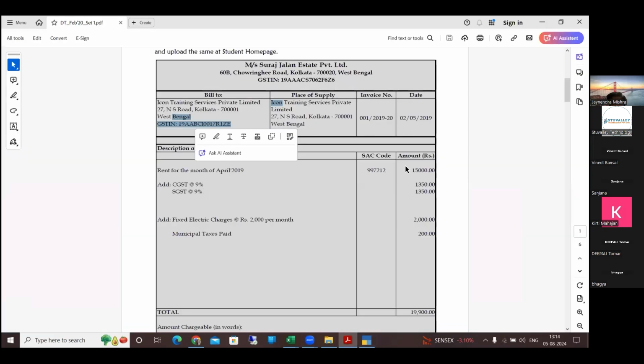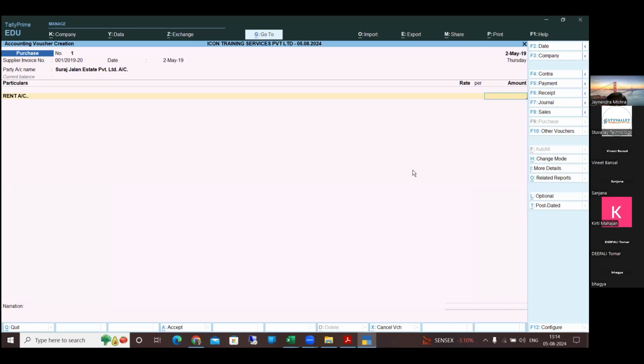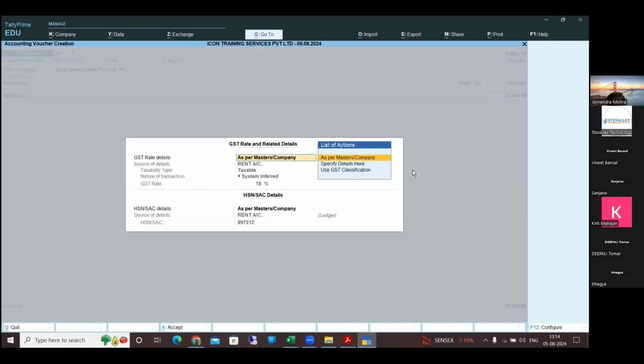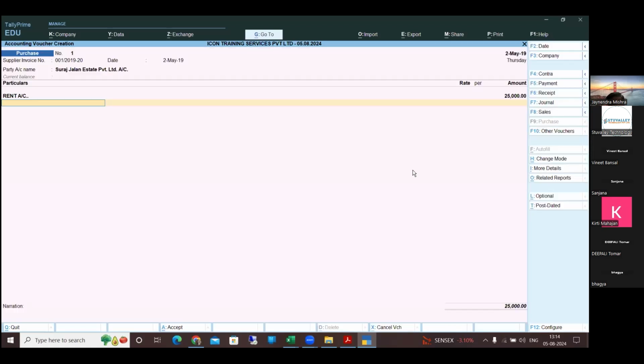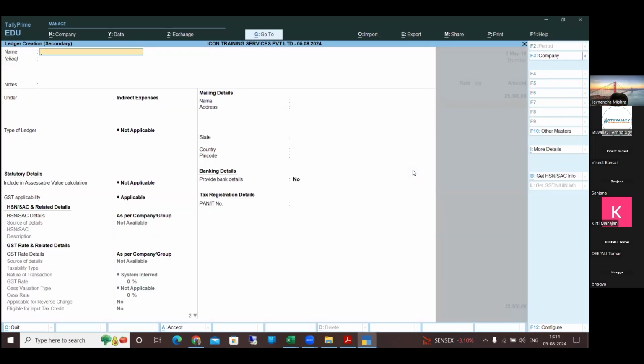How much rent are we paying, friends? We have changed this figure. We changed it from 15,000, and assumed that we are paying 25,000. Okay, 25,000 will come. Now, friends, since we have to deduct TDS, make the next ledger TDS immediately. Alt C, TDS ledger. So TDS on rent.